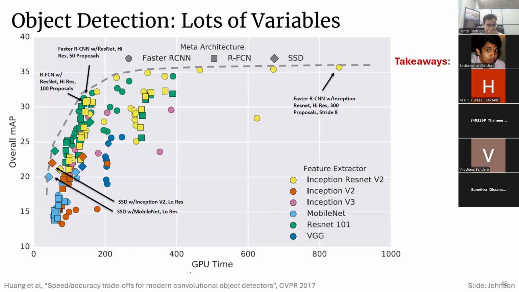This diagram shows the GPU time and the overall mean average precision. You can see they are showing Faster RCNN ones in circles. RFCN, which is a fully convolutional network, and SSD, single stage detectors, in diamonds. You can see the different backbones: VGG, ResNet, Inception V2, and these efficient backbones. If you take this circle, for example, with this kind of GPU power, it is producing a good overall mAP.